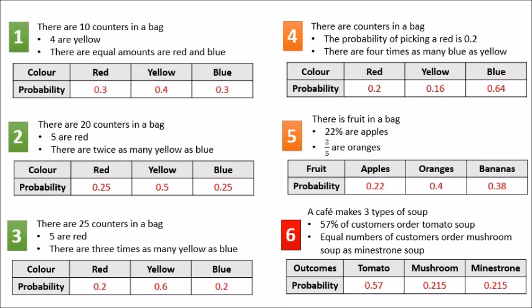If a cafe is making 3 types of soup and 57% order tomato soup, that's 0.57, and equal numbers of customers order mushroom soup as minestrone soup, then that means that these two probabilities need to add up to this much less than 1. 1 take away 0.57 is 0.43. And then that 0.43 is shared equally between mushroom and minestrone. 0.43 divided by 2 is 0.215. Therefore we have a probability for both of them of 0.215.